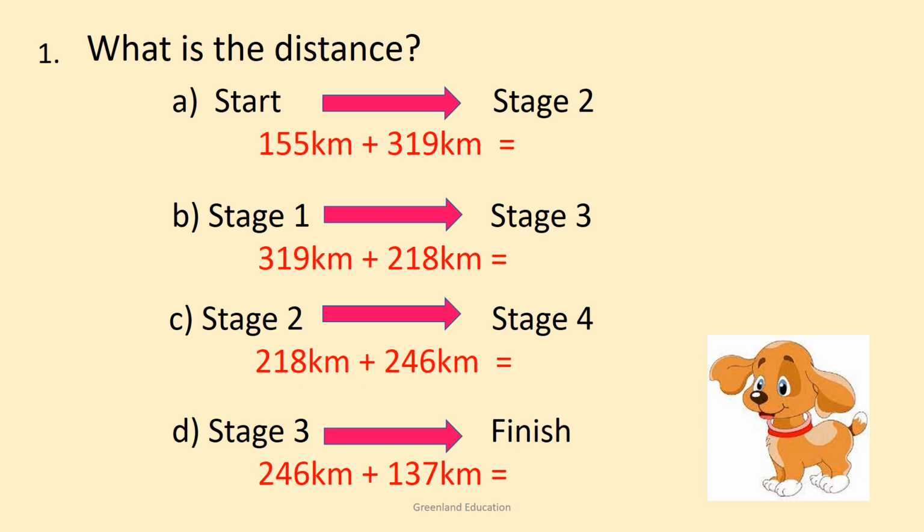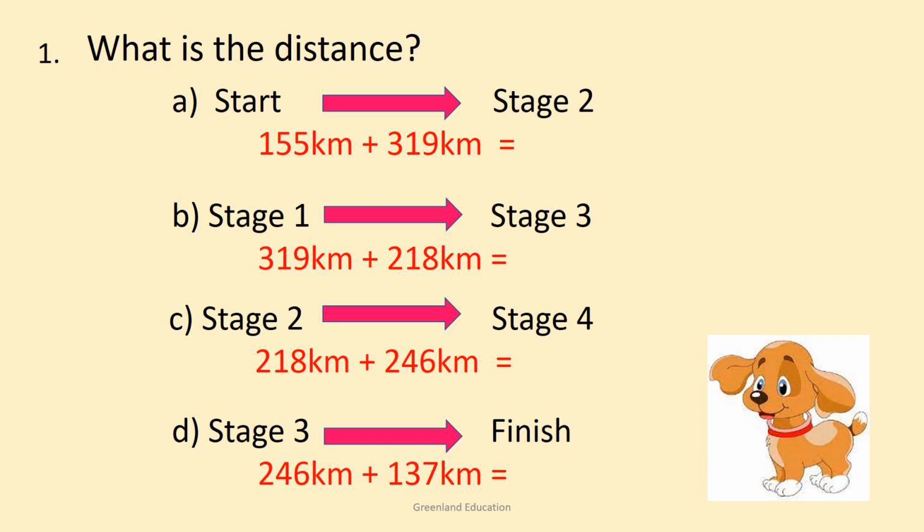Look at the map. The distance from start to stage 1 is 155 kilometers. The distance from stage 1 to stage 2 is 319 kilometers. So, to find the distance from start to stage 2, you should add these two distances.